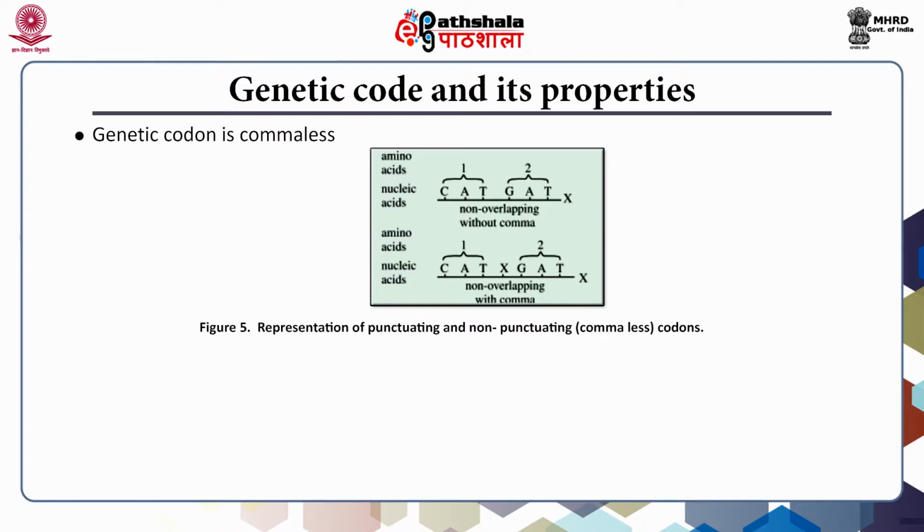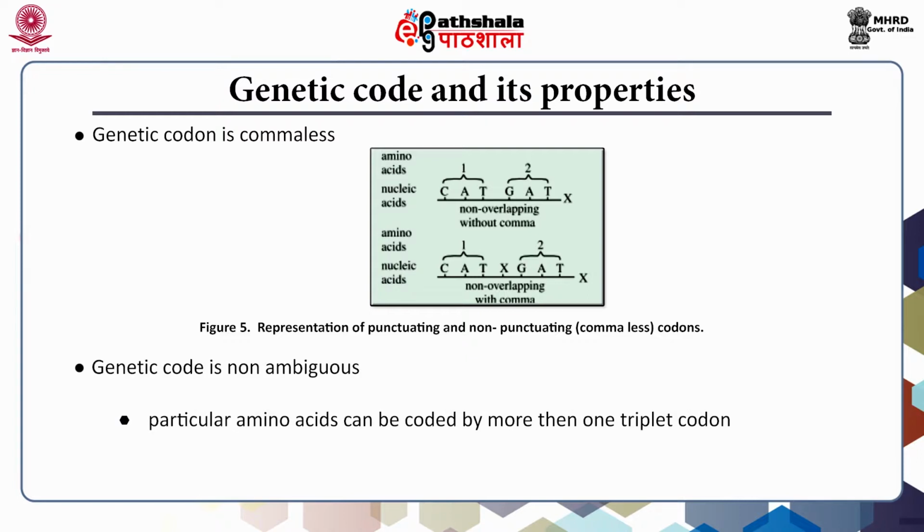Genetic code is commaless, which means that no comma or no punctuation is required to indicate the end of one codon and the beginning of the next codon. Genetic code is non-ambiguous. This means that the same codon does not code for more than one amino acid.